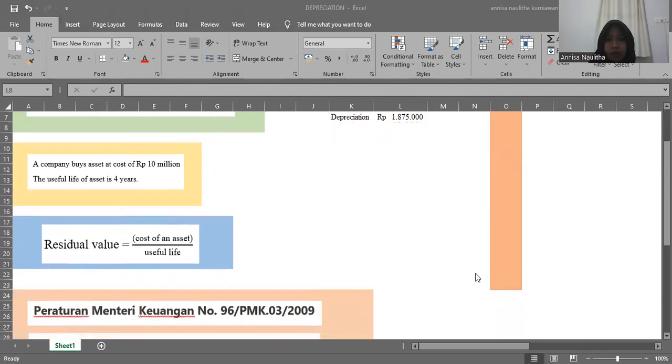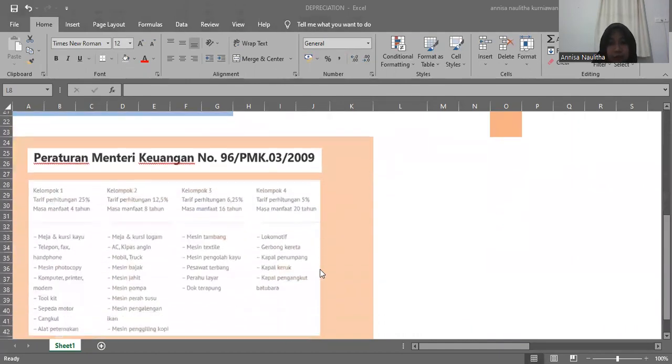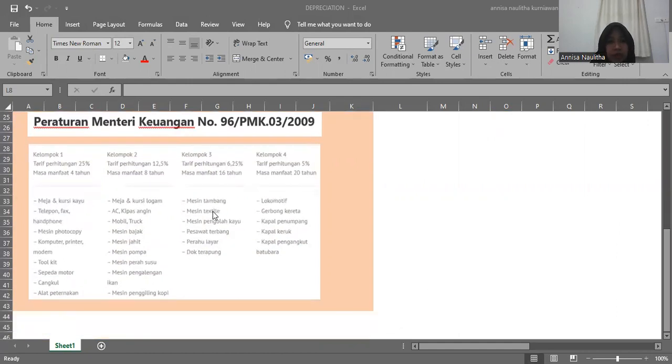And for your information, basically, the useful life of an asset has been regulated by the government in the regulation of the Minister of Finance number 696/PMK03/2009, and the government divides assets into 4 groups, as you can see on the screen.